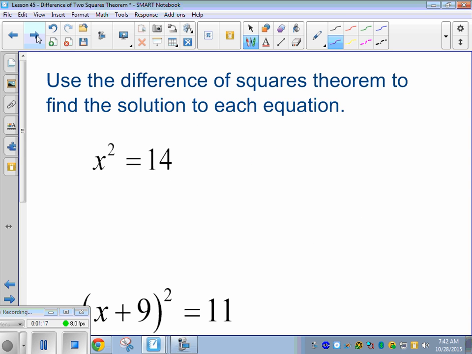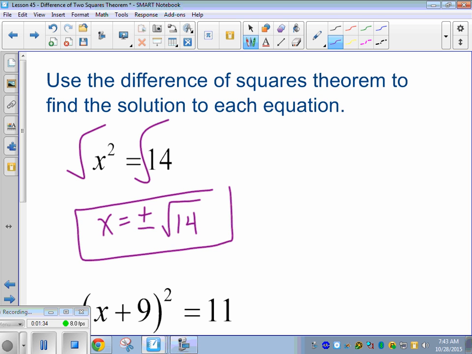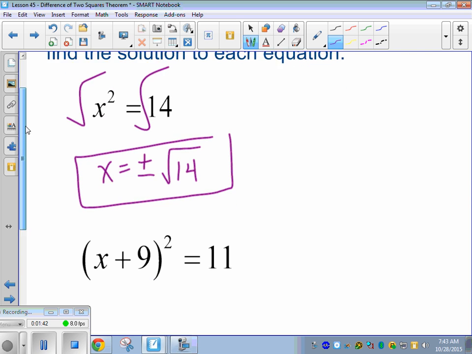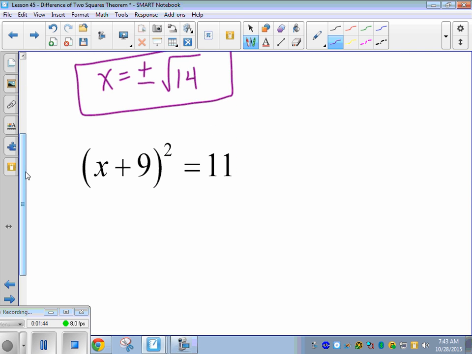All right, use the difference of squares theorem to find the solution to each equation. So we can just solve it. What's our solution going to be? Plus and minus. If it's not nice, we can just leave it as the square root of 14. If it simplifies, okay, simplify that root. But in this case, 7 times 2, there's no perfect square numbers in there. All right, we'll take it a step further. So go ahead and write that one down.